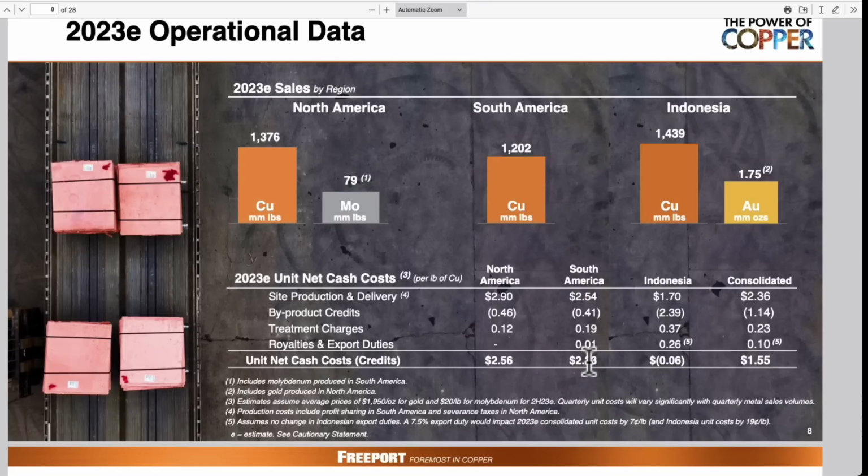South America you get to $2.33. Indonesia, look what's going on here. Isn't that interesting? $1.70. Significantly lower on their site production and delivery, but look at those byproduct credits, $2.39. Even after treatment charges, royalties, and export duties, you're negative 6 cents. That is your unit net cash cost, negative 6 cents. Isn't that incredible? And this is 2023 estimated sales by regions. Look at Indonesia here. It's the biggest of the three, and the best cost profile by far of the three.